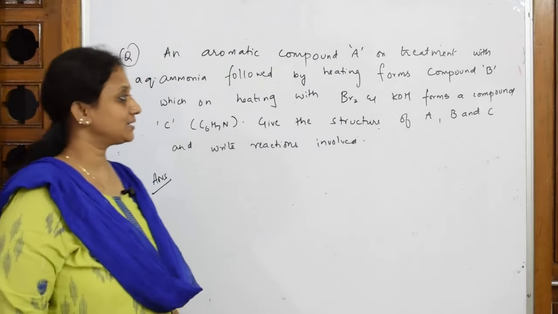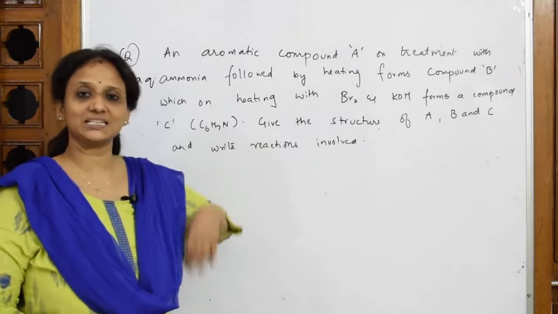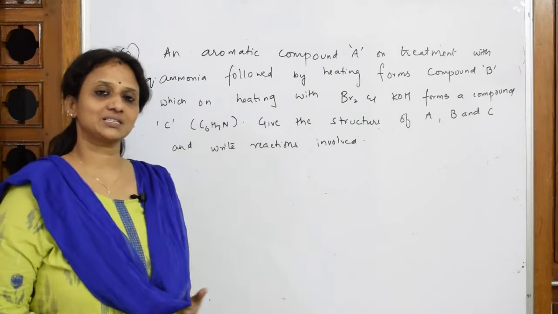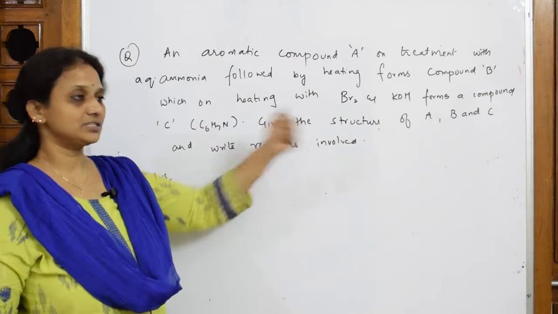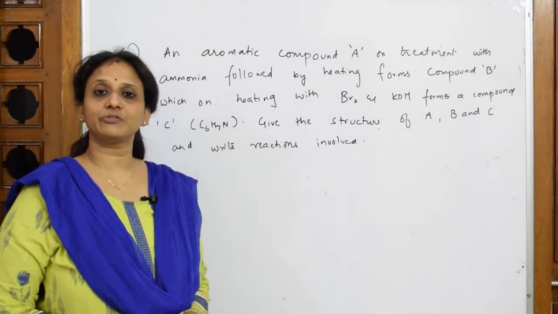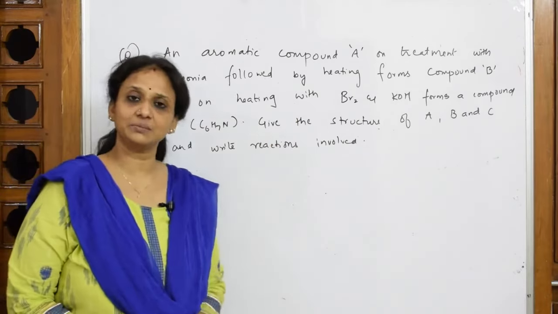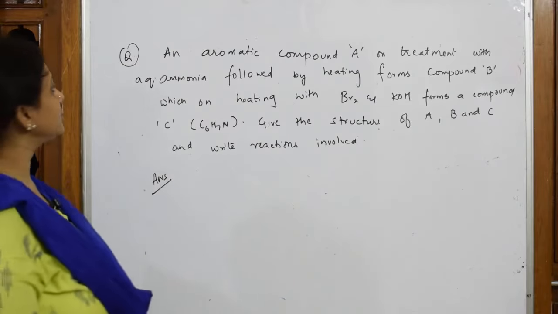So let us come back and do this identification type question. One way is to find out A, B, C, D like that. Otherwise they may give you the reagent and one-step reaction that way. Or they may club it in the form of a paragraph and ask you to name or identify the compound. Let's see. They said an aromatic compound A on treatment with aqueous ammonia.